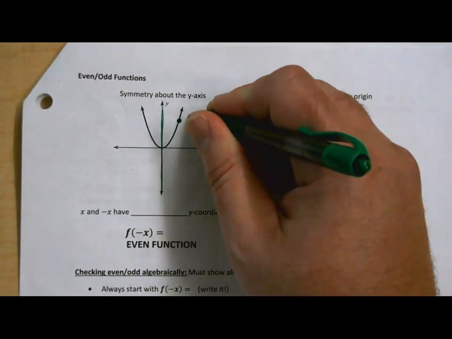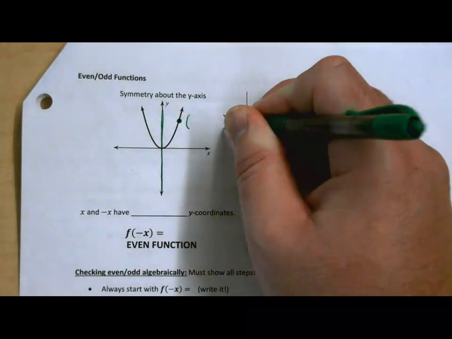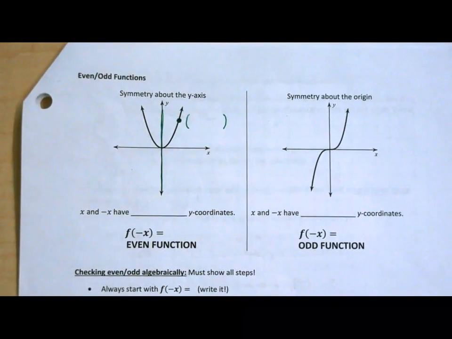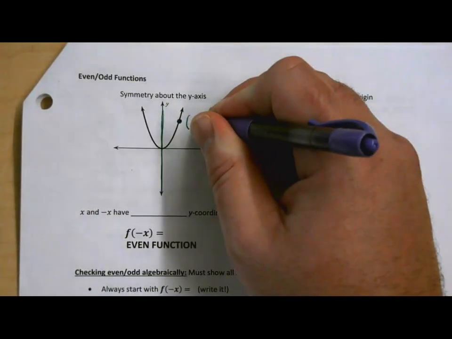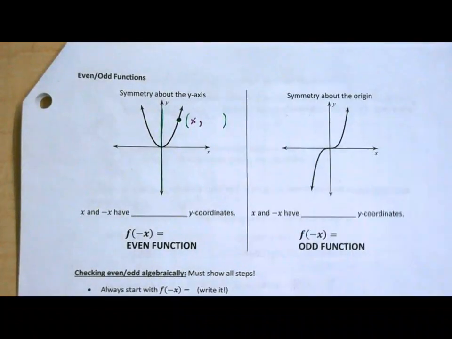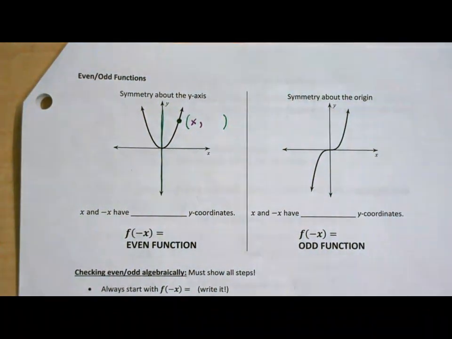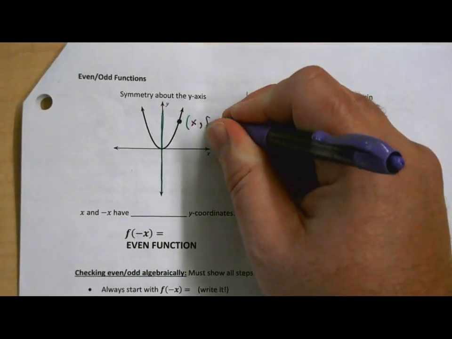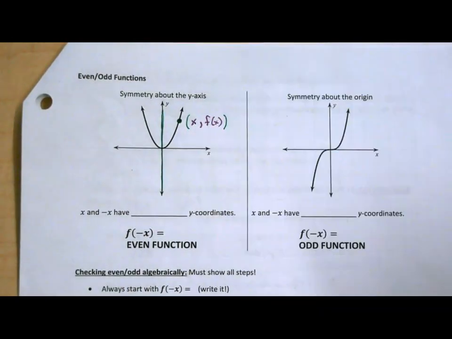That point's going to have some coordinates, and I'm going to write these coordinates down, and this may look a little strange to you right now. We're being very technical here. It's got an x coordinate, and instead of writing y, I'm going to write f of x. X comma f of x. It's just like x comma y.